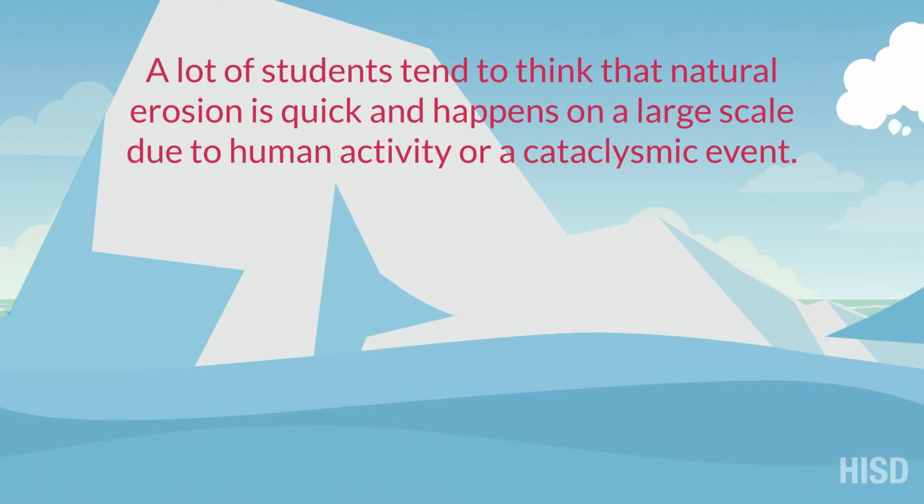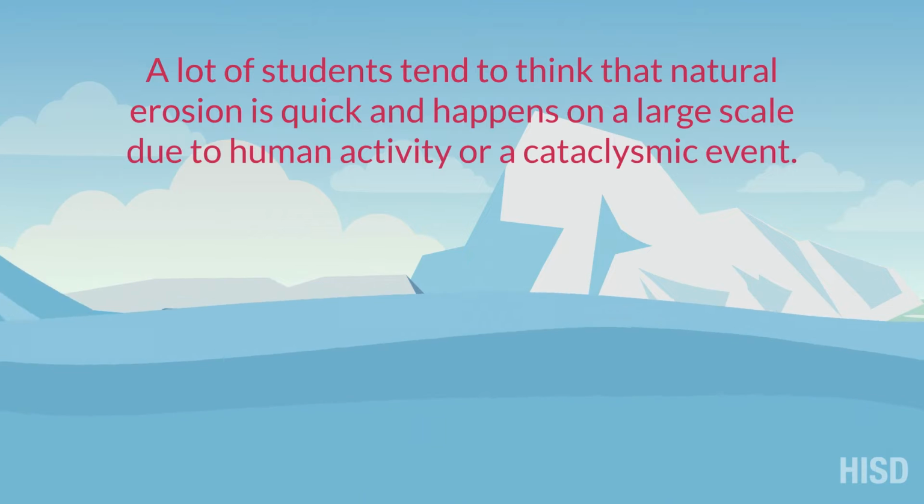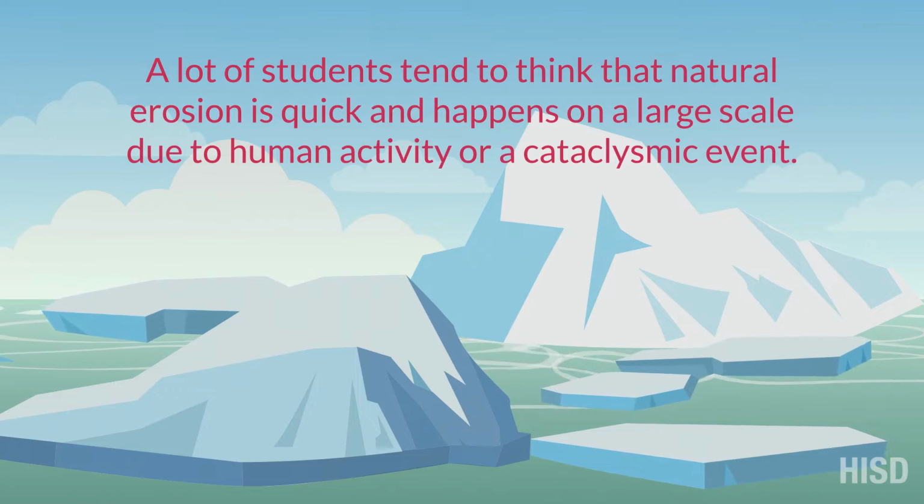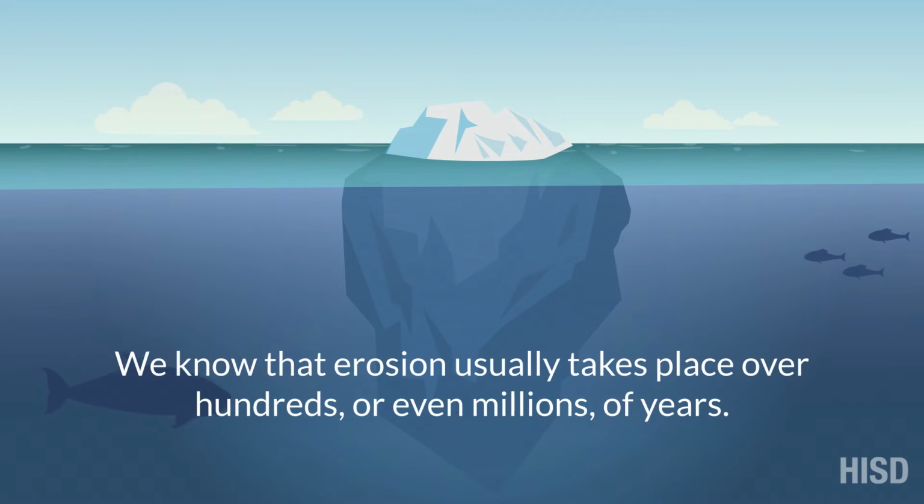A lot of students tend to think that natural erosion is quick and happens on a large scale due to human activity or a cataclysmic event. Not so. We know that erosion usually takes place over hundreds or even millions of years.